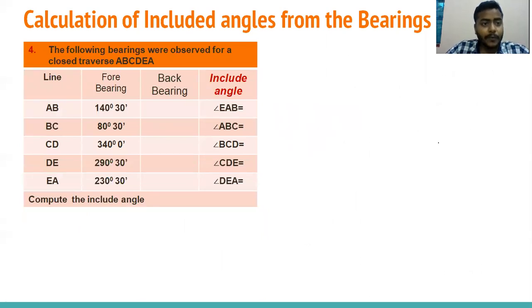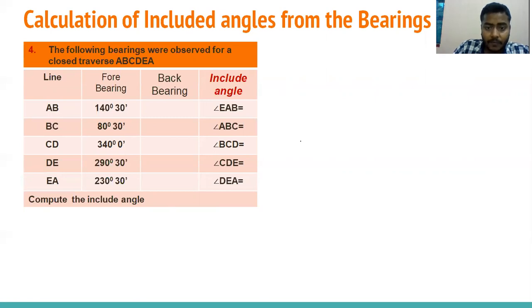One question we have: the following bearings were observed for a closed traverse A, B, C, D, E, A. So fore bearings of lines AB, BC, CD, DE, EA are given. Compute the included angles. So what we can do, assuming these are the fore bearings of all the lines, is just draw a rough diagram. Let me show you first how we can draw.